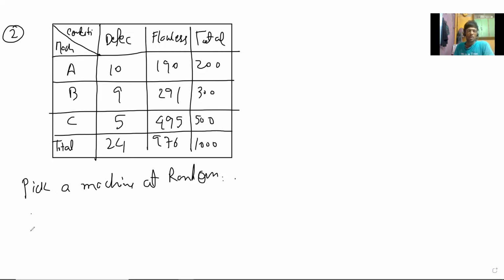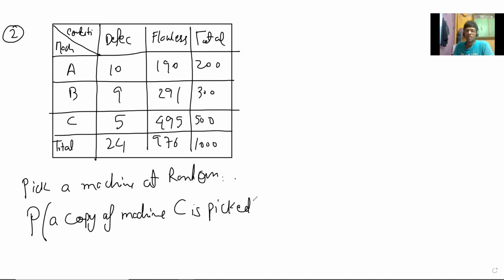So then what's the probability that it is machine C? Maybe an item of machine C, a copy of machine C, there are 5 copies of machine C. What's the probability that a copy of machine C is picked, given that it is defective, I suppose. Given that it is defective.